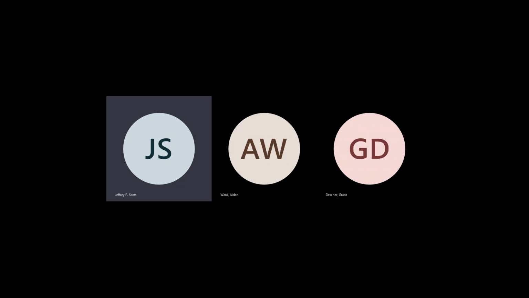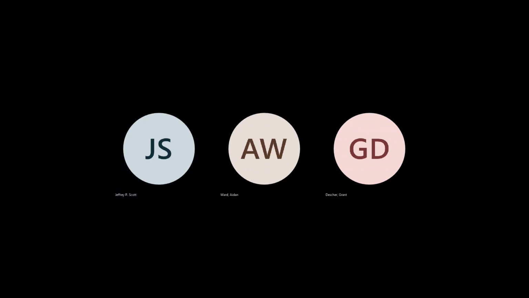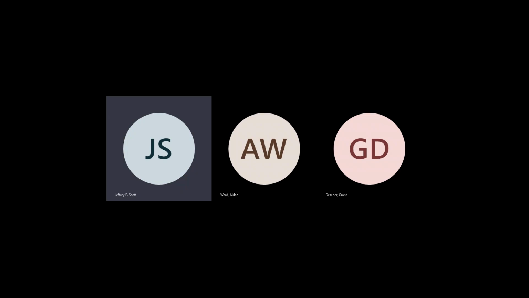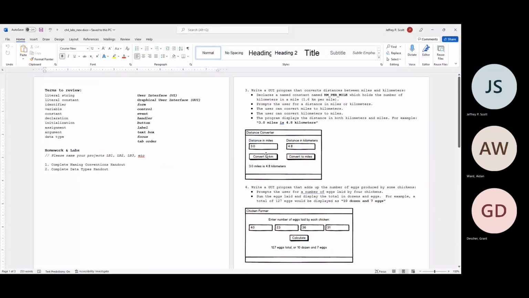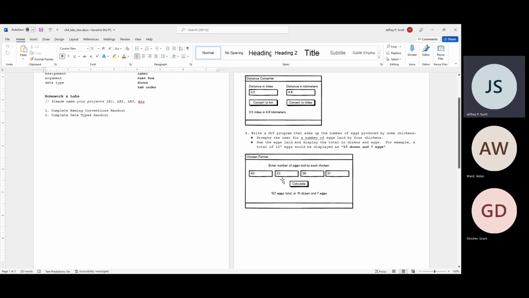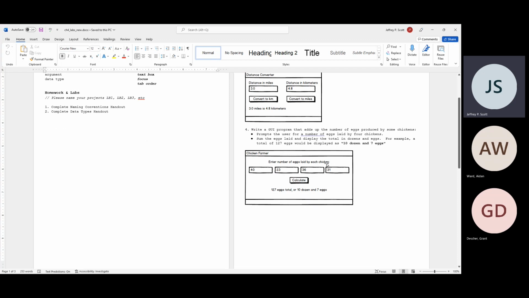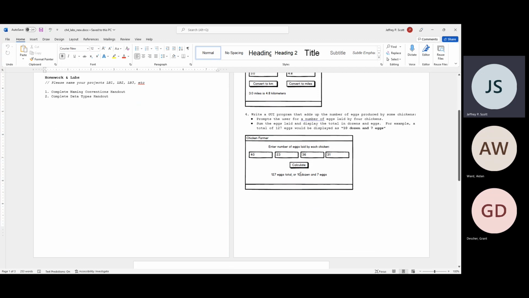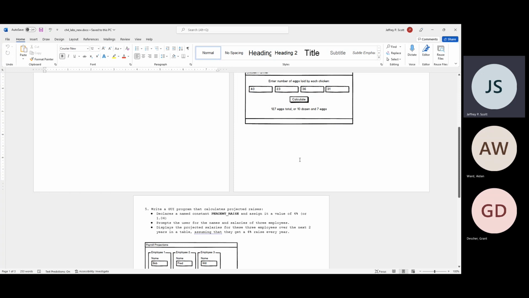So let's see. For the homework, the labs for chapter 4, which are these, again, this convert kilometers to miles. We basically have already done a program like that. That shouldn't be very hard for you to do. Yes, you are supposed to do this one. The chicken farmer I did in front of you. Yes, you are still supposed to replicate that one.